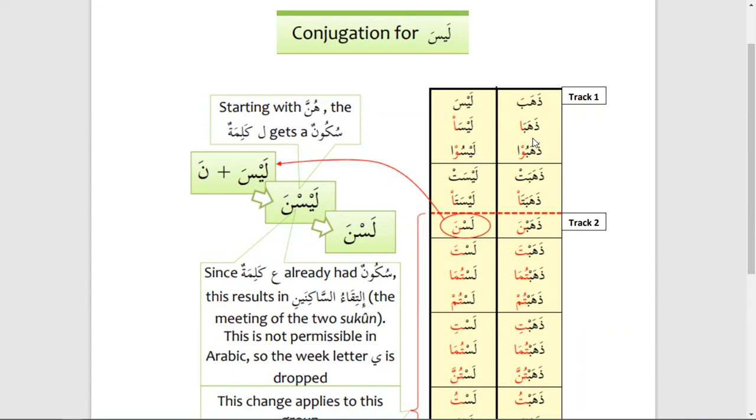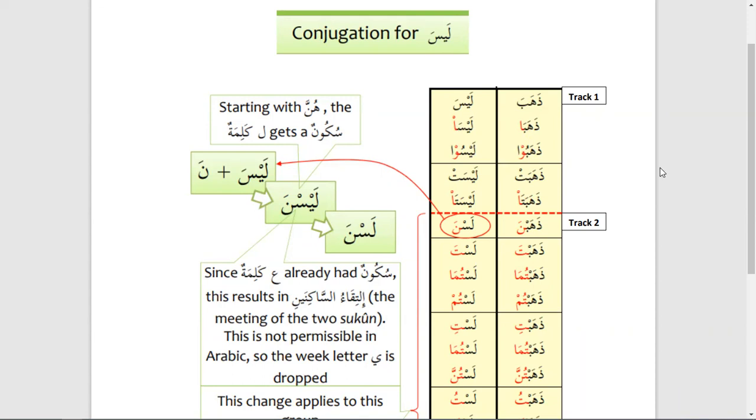Similarly, here we have dhahaba. So it will be laysa. And dhahabu, they went. And laysu, they are not. Even if, please don't get confused with the meaning, just look at the ending and the pattern first. And once you memorize the pattern, inshallah, then it will be much easier.